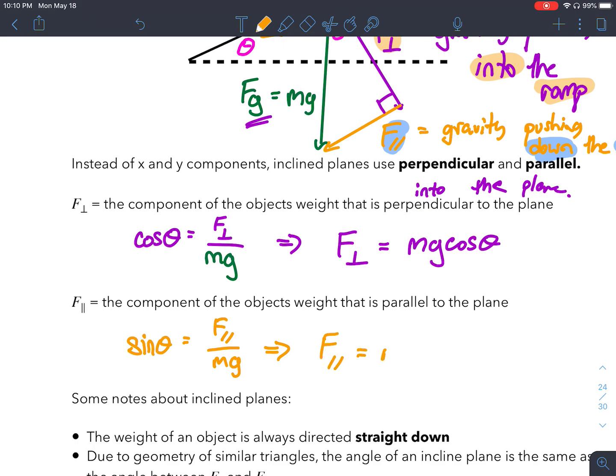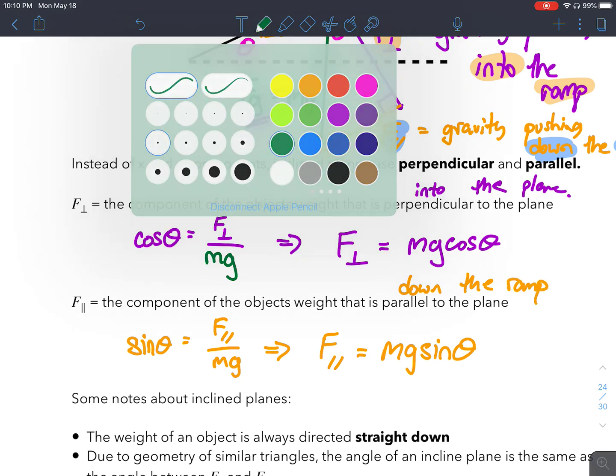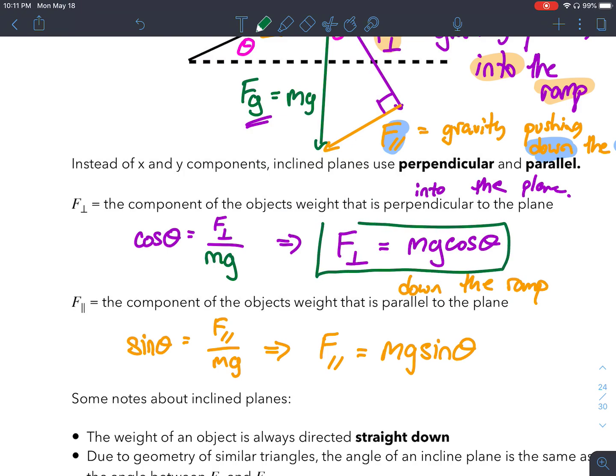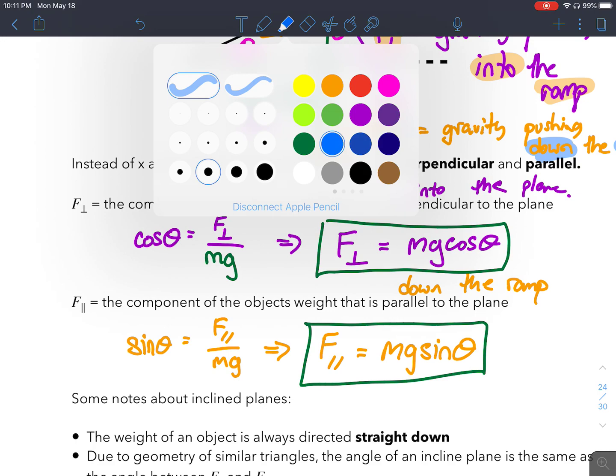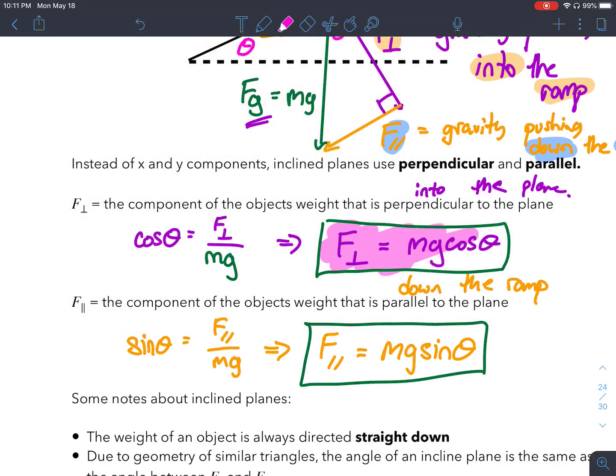Our F parallel is going to be mg times the sine of theta, and that is the component of the object's weight that is parallel to the plane. And when I say parallel, I mean it's going to push it down the ramp. Okay, these two formulas right here, we'll box them, we'll highlight them. That is fantastic. You need to memorize these formulas. You're going to do enough practice that you need to memorize.